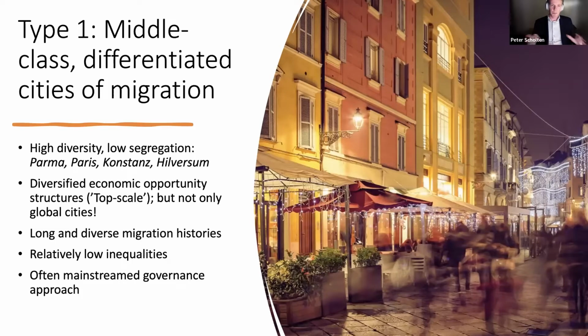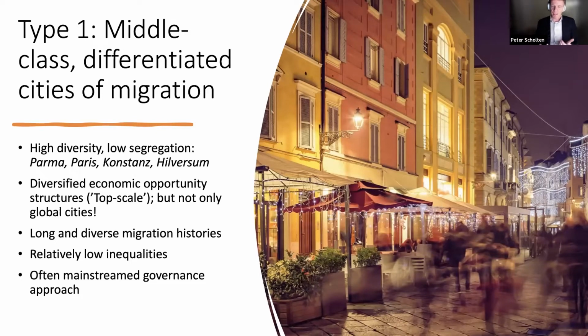One type that we see emerging is a type where we have difficulty coming to a label. So if anybody can come up with great suggestions, I am very open to that. So far, we have called them the middle class or differentiated cities of migration. These are cities with high diversity and low segregation, including cities like Parma here in the picture, but also Paris, a huge city obviously, but also smaller cities like Constance or Hilversum.